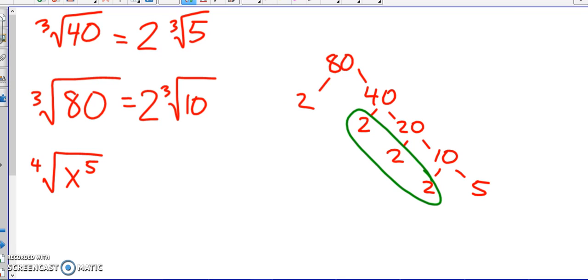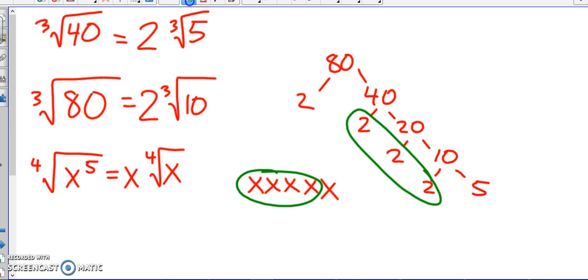If I've got the 4th root of x to the 5th power, x to the 5th power looks like this. I'm taking a 4th root, so I'm going to have a set of 4. So that's x 4th roots of x, where the set of x's gives me the x on the outside, and the leftover x is the x on the inside. All right.